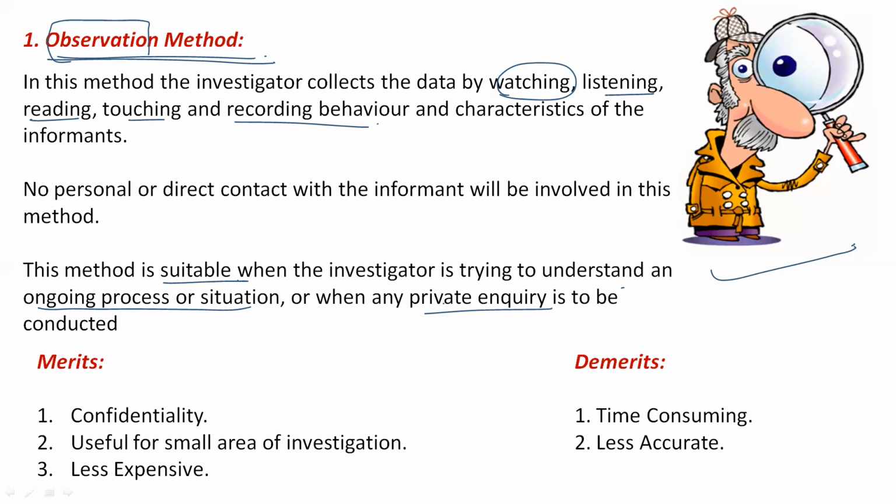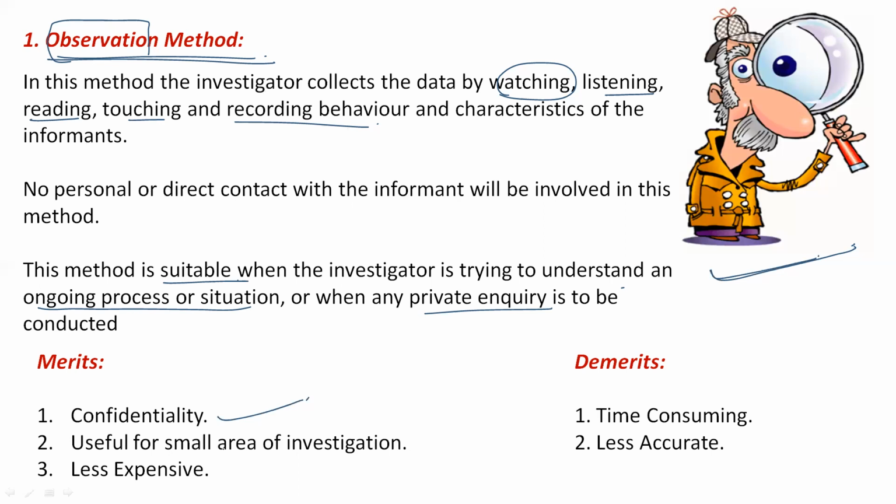Okay, so there are certain merits and demerits for all the methods, right? So the merit of the observation method is confidentiality. As I told you, when secret information is to be collected, a single person, the investigator or the researcher himself, can observe and keep that information to himself. He should not reveal that information to anyone else. So there are more chances of keeping the information secret here. Clear? That is a benefit.